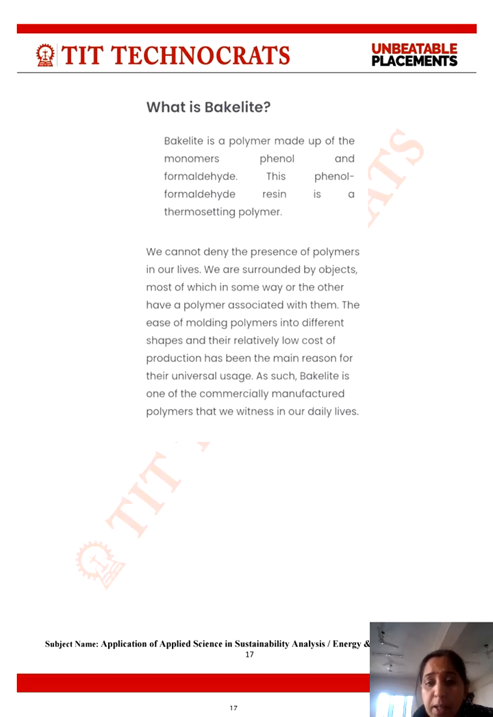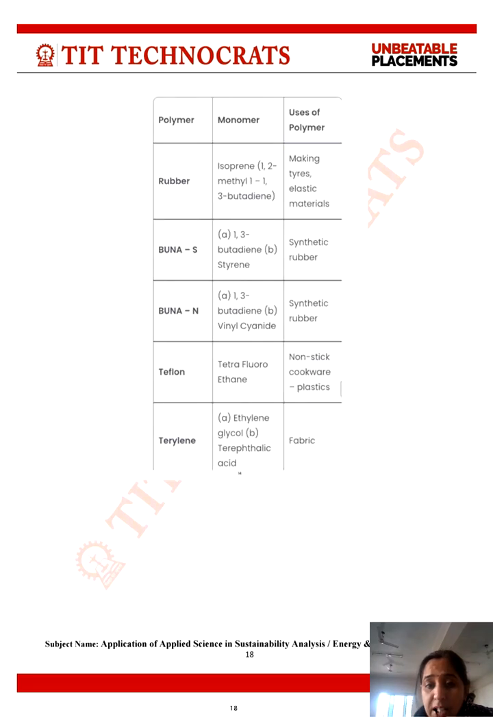We cannot deny the presence of polymers in our lives. We are surrounded by objects, most of which in some way or the other have polymers associated with them. Polymers, which have different shapes and low production cost, have been the main reason for their universal use. Bakelite is one of the commercially manufactured polymers that we have witnessed in our daily lives.